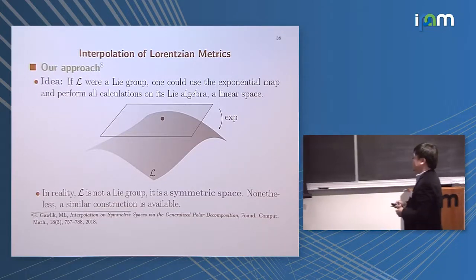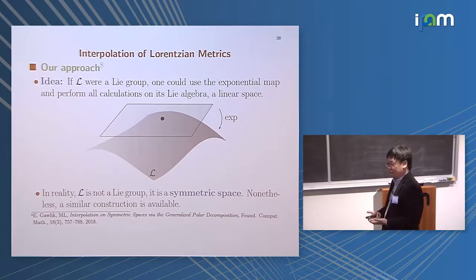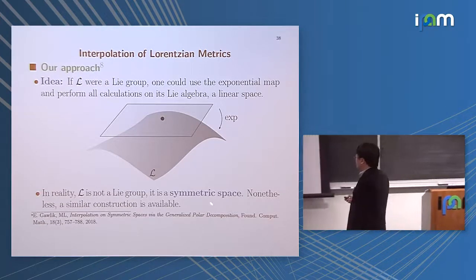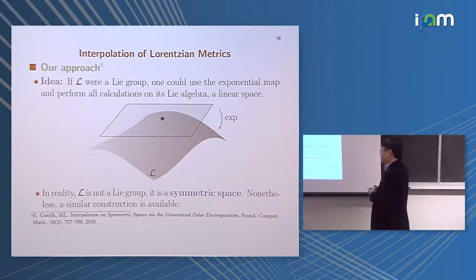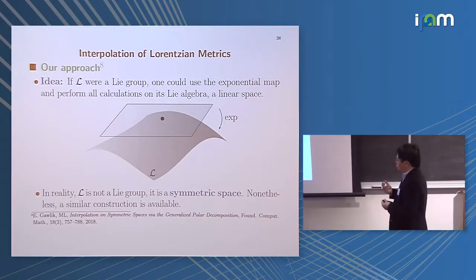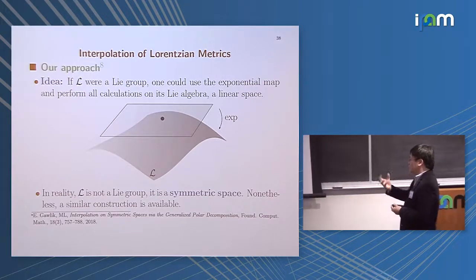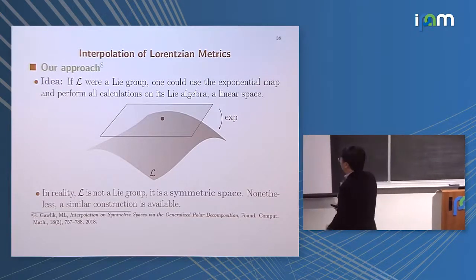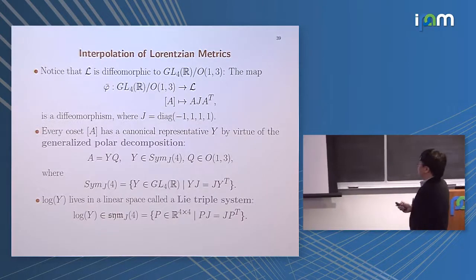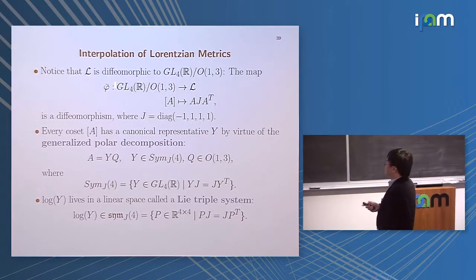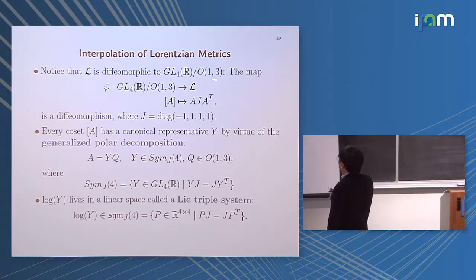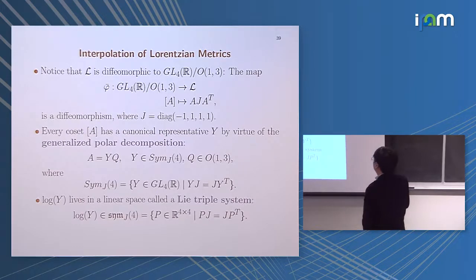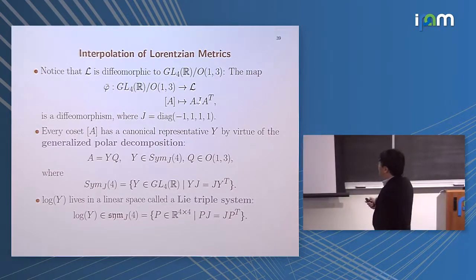The problem, of course, is that the space of Lorentzian metrics is not a Lie group, but it has structure: it is a symmetric space. Because it's a symmetric space, you can do a similar construction, in that you can identify the symmetric space in a locally diffeomorphic way with a linear space, and then do the construction this way. So, all right, this space of Lorentzian metrics is diffeomorphic to the general linear group quotiented by the indefinite orthogonal group, in the following way.